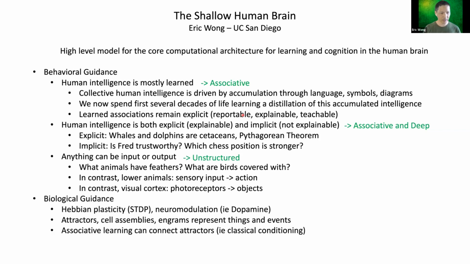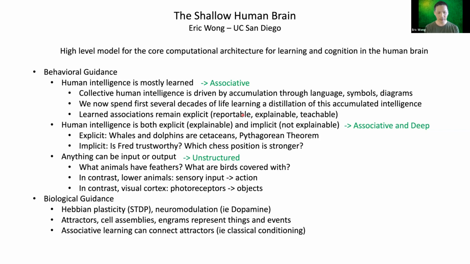Okay, so some biological guidance. We'll note that Hebbian, synapse-specific plasticity, and neuromodulation, which is less synapse-specific, are the two classes of learning mechanisms that are well documented. We'll also note, though this is less universally accepted, that something like attractors or cell assemblies or engrams, various other labels, represent things. So some set of cells in the brain represent objects.